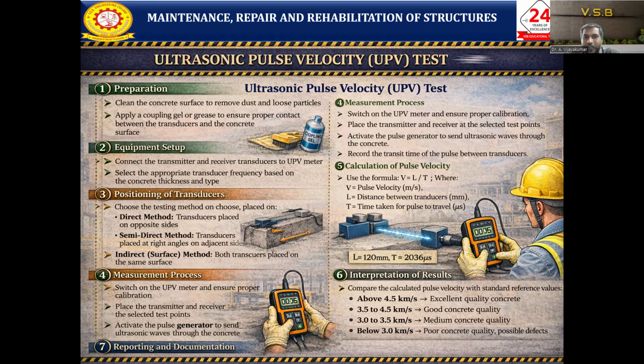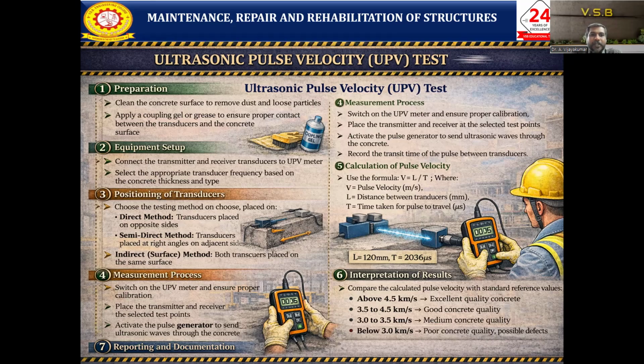We can use any gel or grease to apply. Same like the rebound hammer, here also we need to set up the equipment. For the transmitter, we can use three types of transmitter placement, as discussed earlier: direct, indirect, or semi-direct.